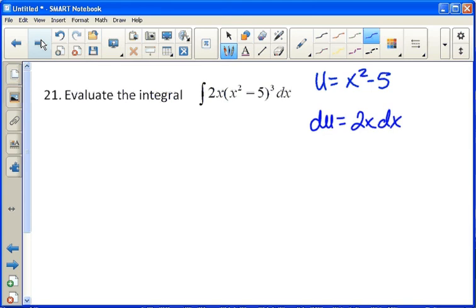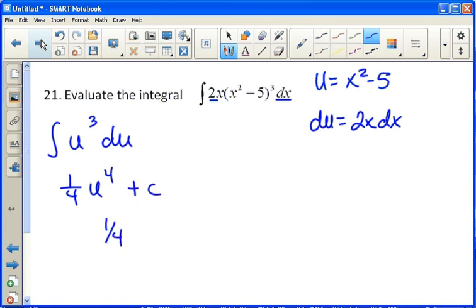We just end up with u cubed du. Antiderivative is 1/4 u to the 4th plus c. So I get 1/4 x squared minus 5 to the 4th plus c. Remember, if I'm going too fast for you, you can always pause this or rewind and look at it again.